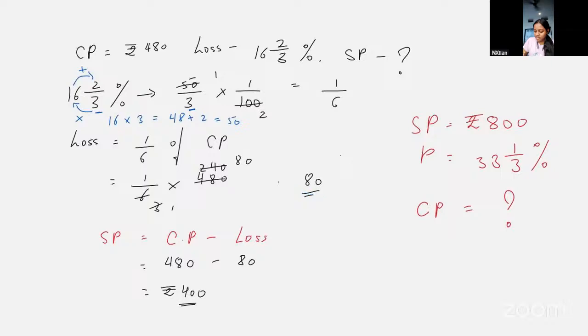Please start solving the next question. Selling price 800, profit 33 1 by 3%. Cost price is unknown. You have to find the cost price, and this question will use the ratio method.